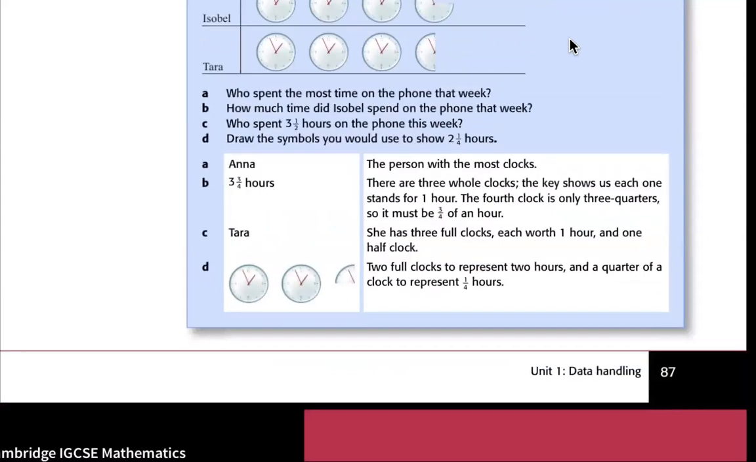And that's about it for your pictogram. There's nothing too difficult. It's just that the accuracy of your drawing must be there.